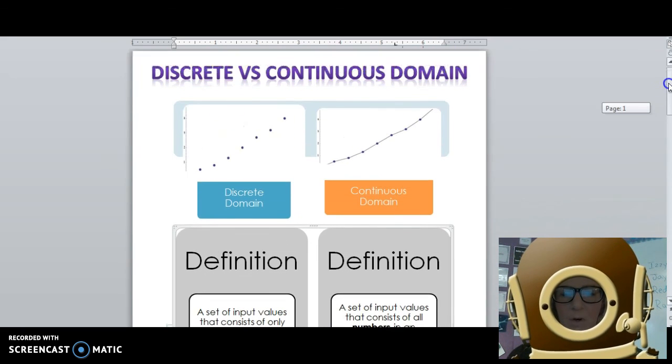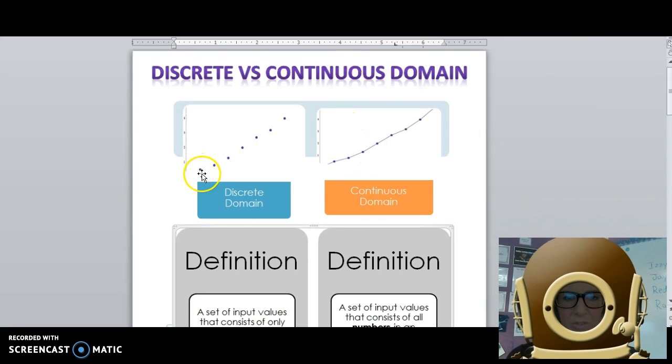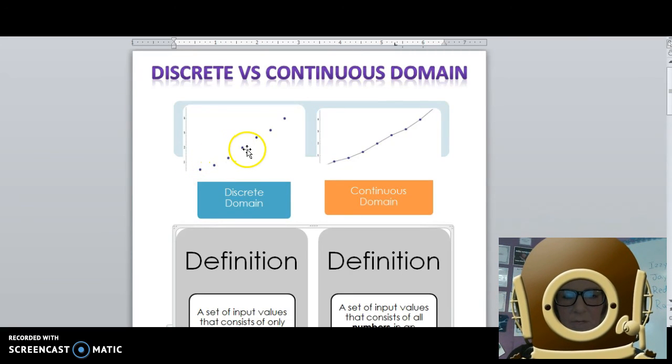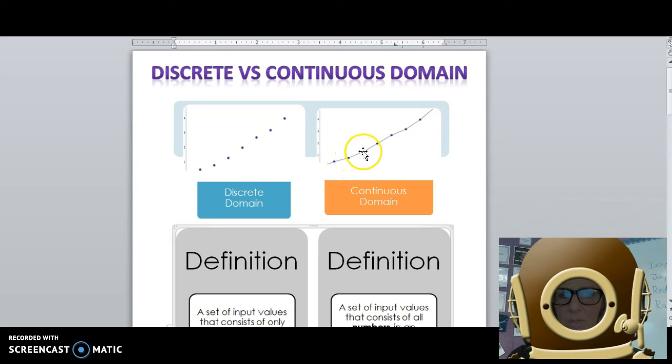And then at the top of your graphic organizer, I have the two main visual differences. So discrete data can only be specific numbers, and continuous data is represented by any number in the interval.